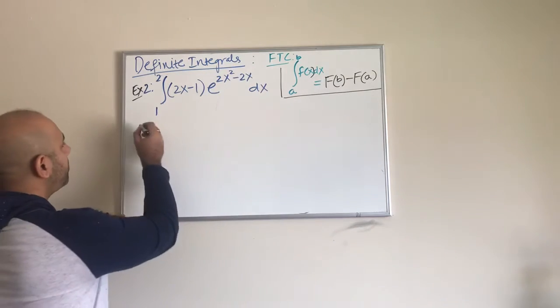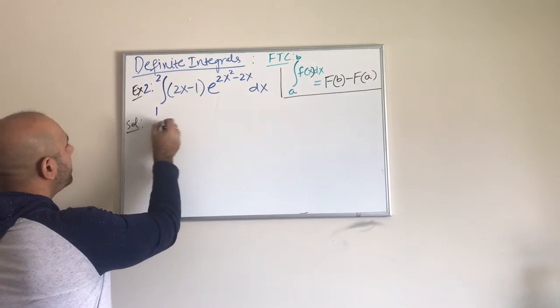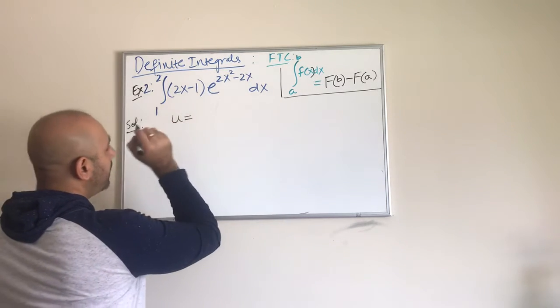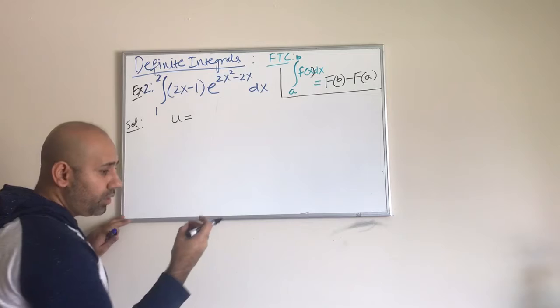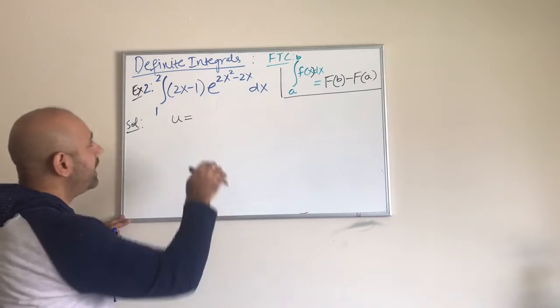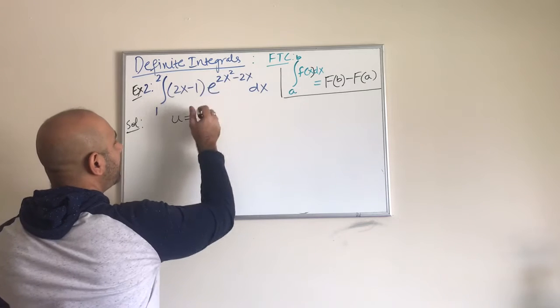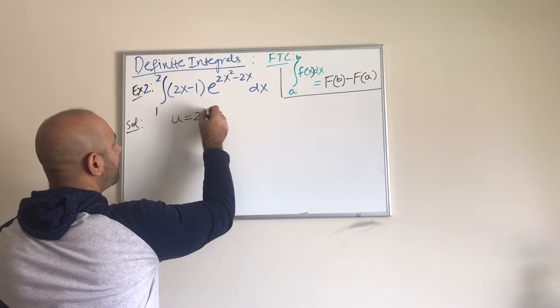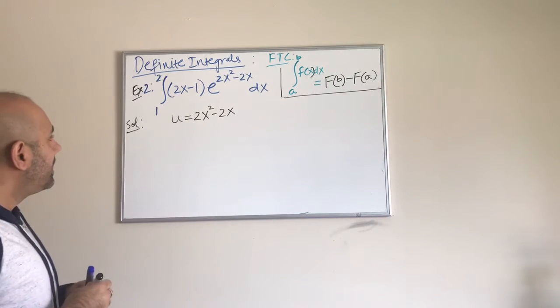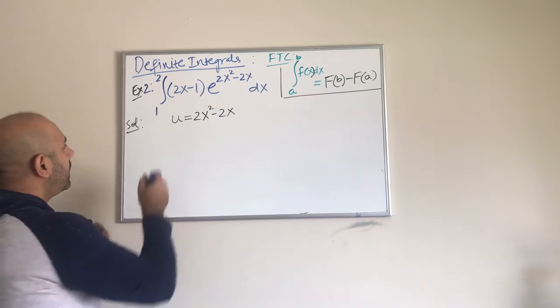So using the method of substitution, the first step is to start with saying let u equal to, and obviously the first step should be to use u as a function which has an exponent, or which is a little more complex. And obviously this is more complex here and it has an exponent, so I'm going to use 2x squared minus 2x as my u. That's step 1.